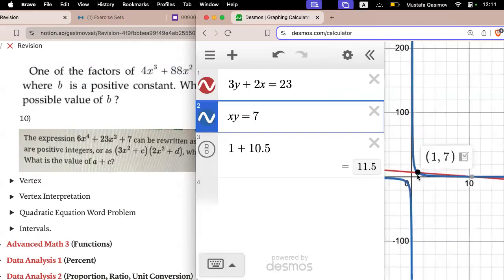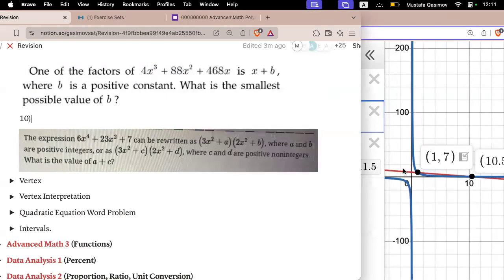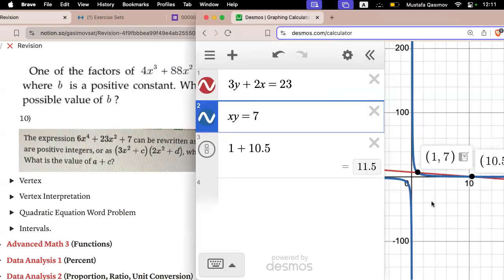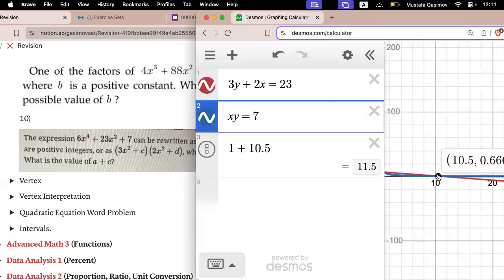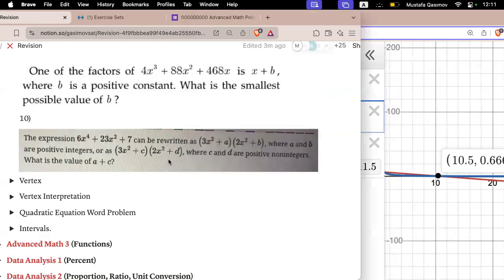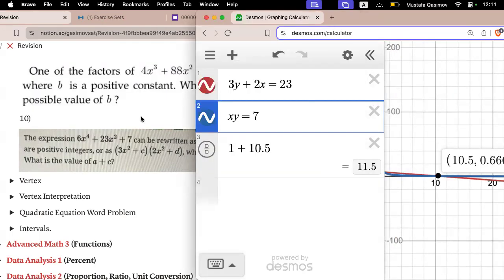Okay, you can see that here we have 1, 7. 1 is A, 7 is B, 10.5 is C, and 0.6 or 2 over 3 is D. Yeah, the answer is 11.5.